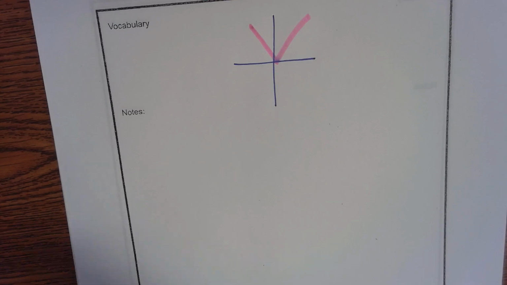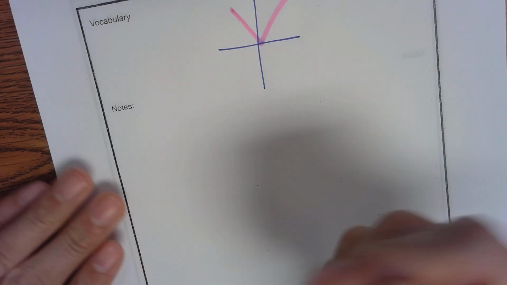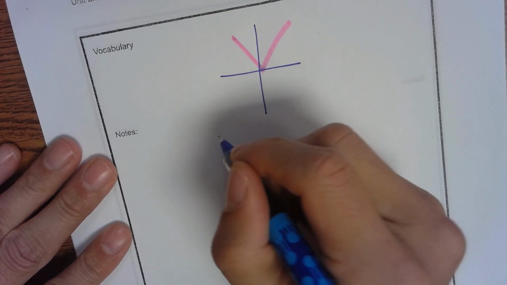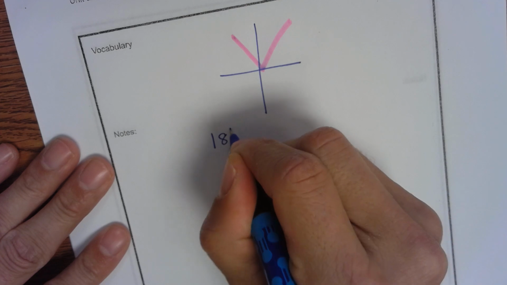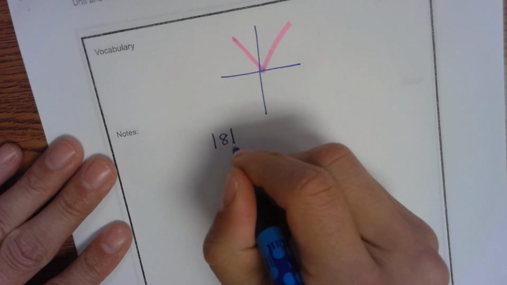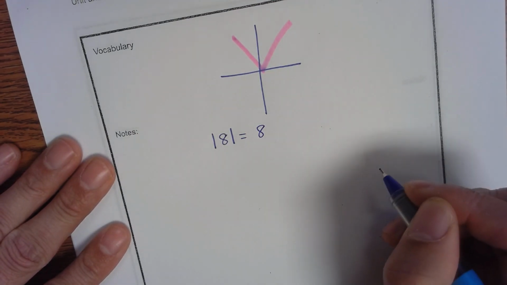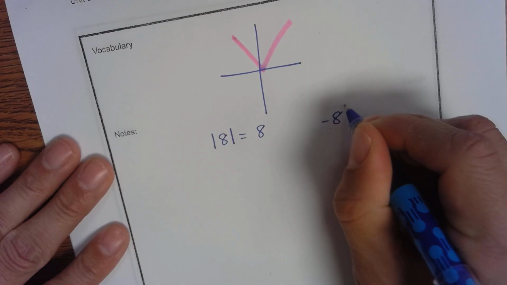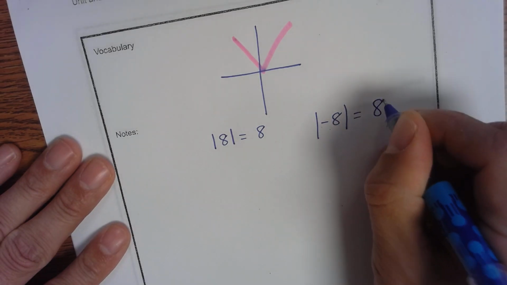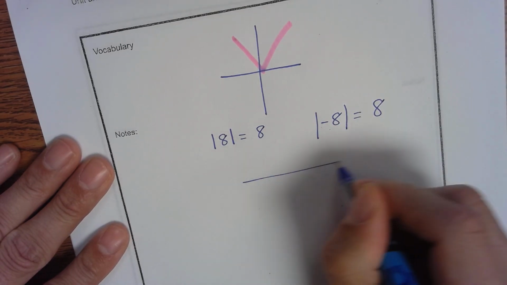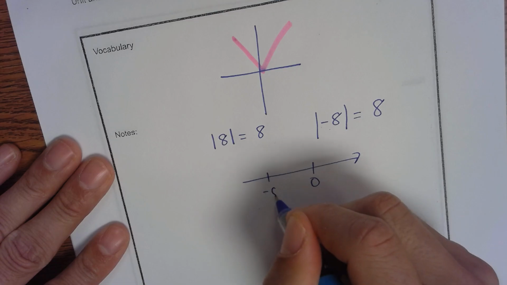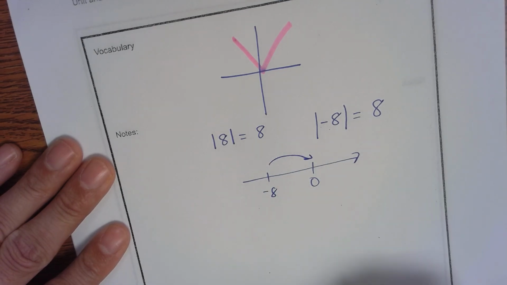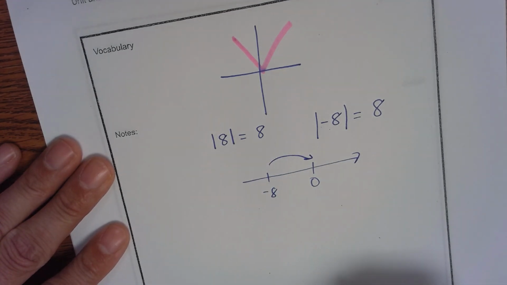Now, as a reminder about absolute value, when you learned in 3rd, 4th, maybe 5th grade, you learned that absolute value is just the distance something is from 0. So the absolute value of 8 is just equal to 8. And the absolute value of negative 8 is also equal to 8, because negative 8, if you think about a number line, is 8 away from the number 0. It's the distance something is from 0.